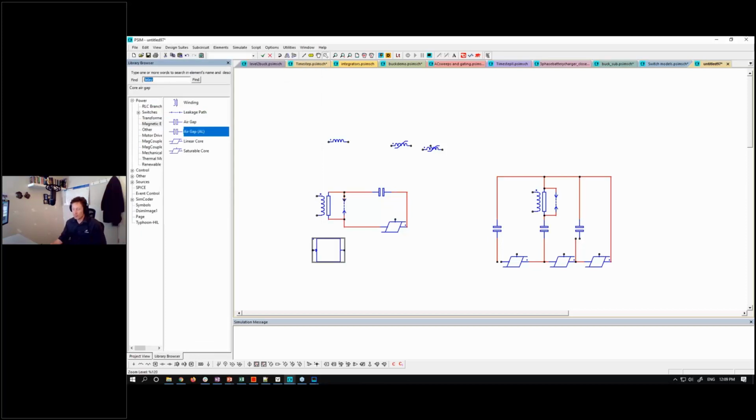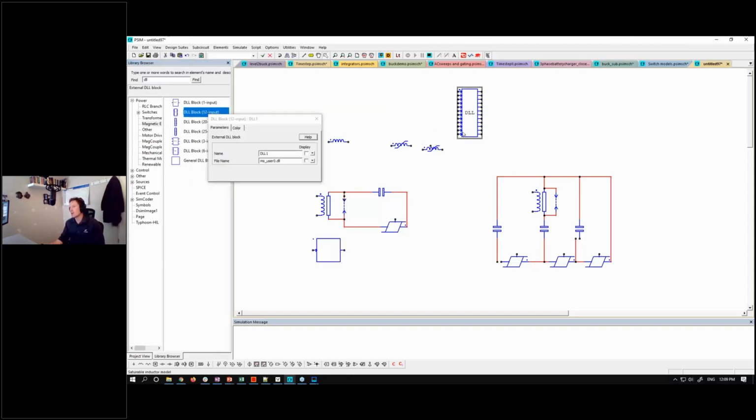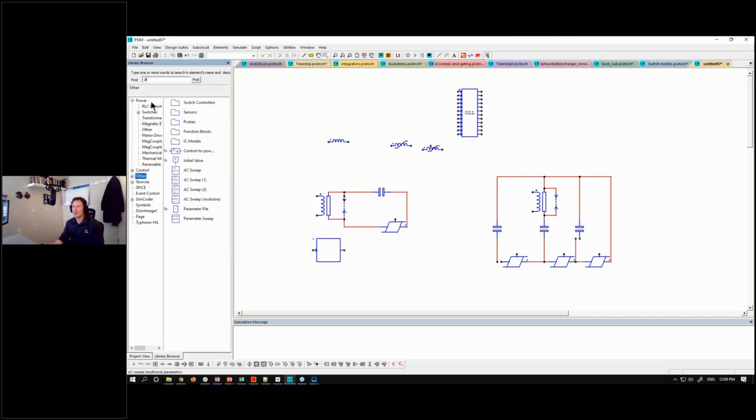We can load a DLL file. So you can have a DLL block. This loads in a precompiled .dll. We link to other third-party tools this way. You can also have, if your data is a lookup table, we can load in lookup tables.